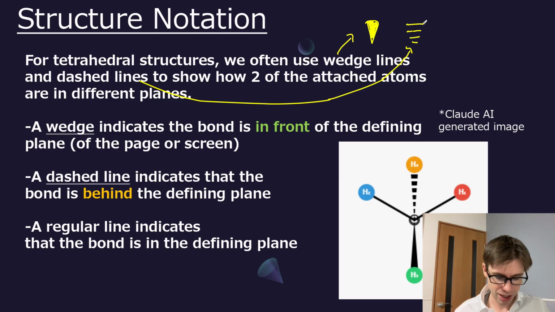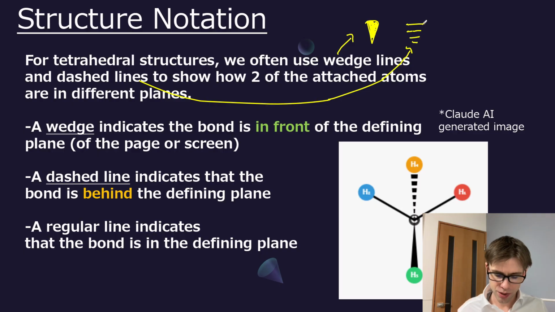So a wedge indicates a bond that is in front of the defining plane. So it's coming out of the paper towards you or coming out of the screen towards you. The dashed line indicates a bond that's behind the defining plane. So that's going into your paper, or behind your paper, or behind your screen. And a regular, just black line indicates that the bond is in the defining plane. So it's like on the plane of the screen or the paper.